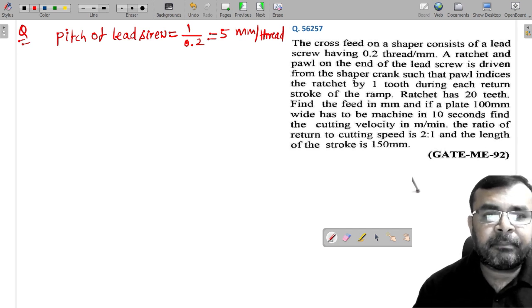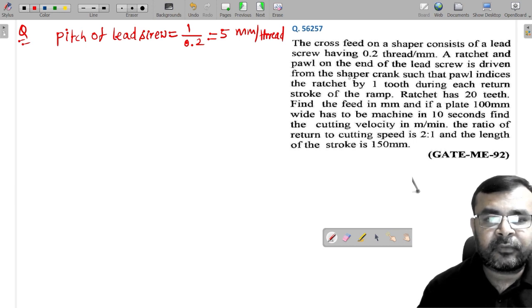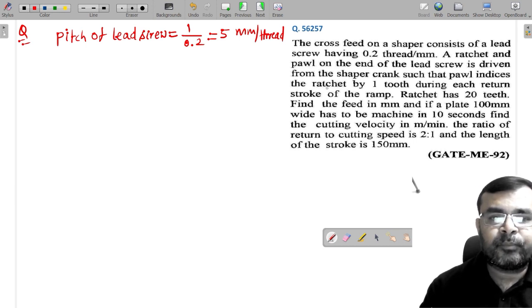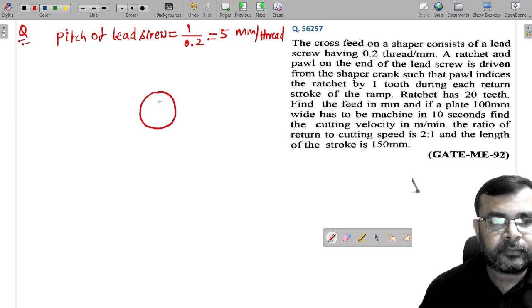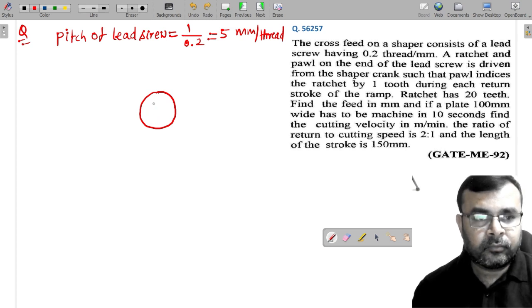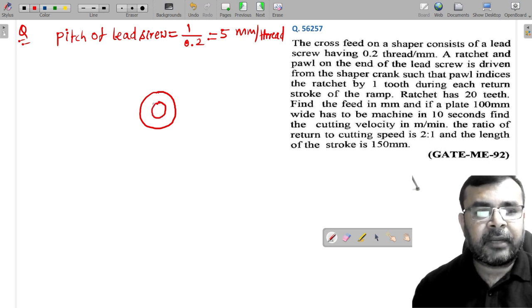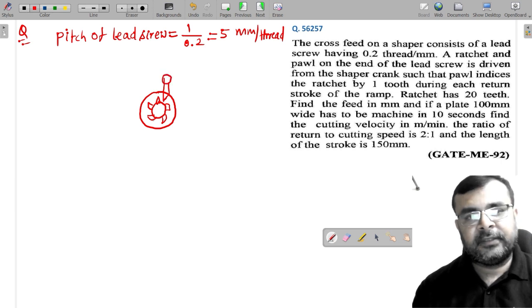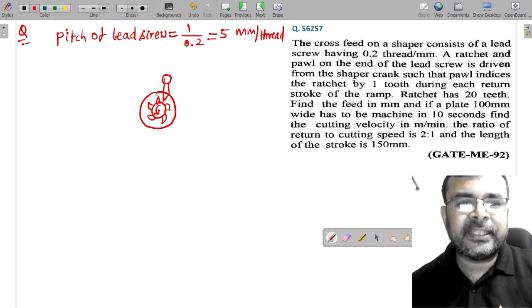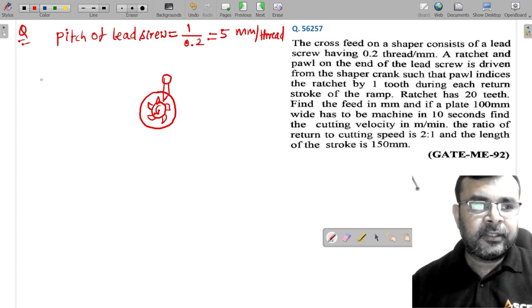And now a ratchet and pawl on the end of the lead screw is driven from the shaper crankshaft, that pawls the ratchet by one tooth during each return stroke of the ram. Means you can see here, actually we have this kind of arrangement. This is called ratchet and pawl arrangement, and in this we have threads like this, correct? And here we have the ratchet like this, correct?